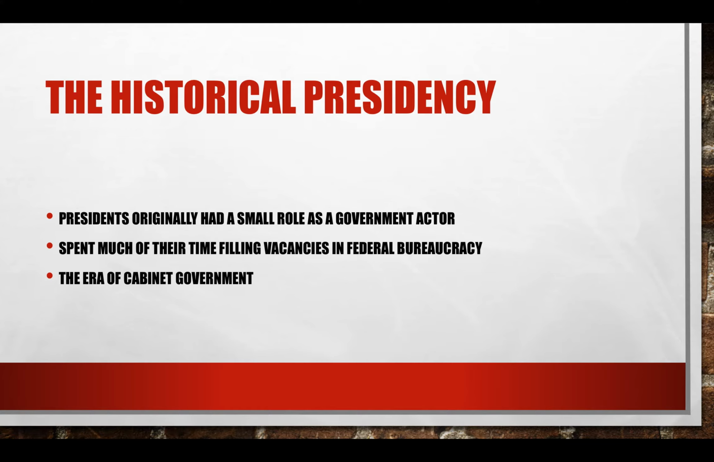Originally, presidents played a very small role as a government actor. They spent much of their time filling vacancies in the federal bureaucracy. This included interviewing people to fill postmaster positions in small towns. The president played a very limited role in forming national policy.